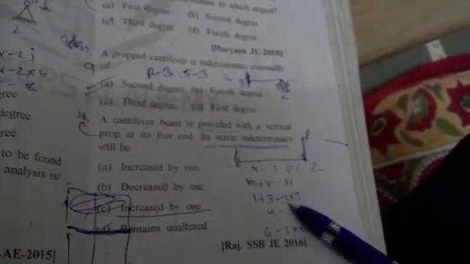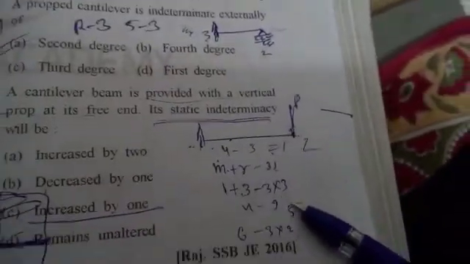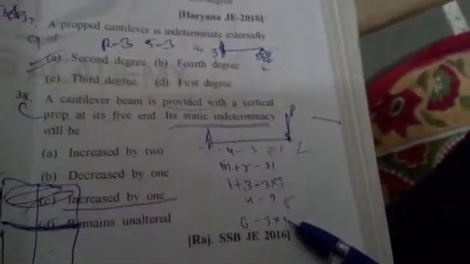increased by 1. How? m plus r minus 3j. So m is 1, plus reactions is 3, minus 3j, 3 into joints. So 4 minus 9 is 5. Now see, 6 minus 3 into 2.